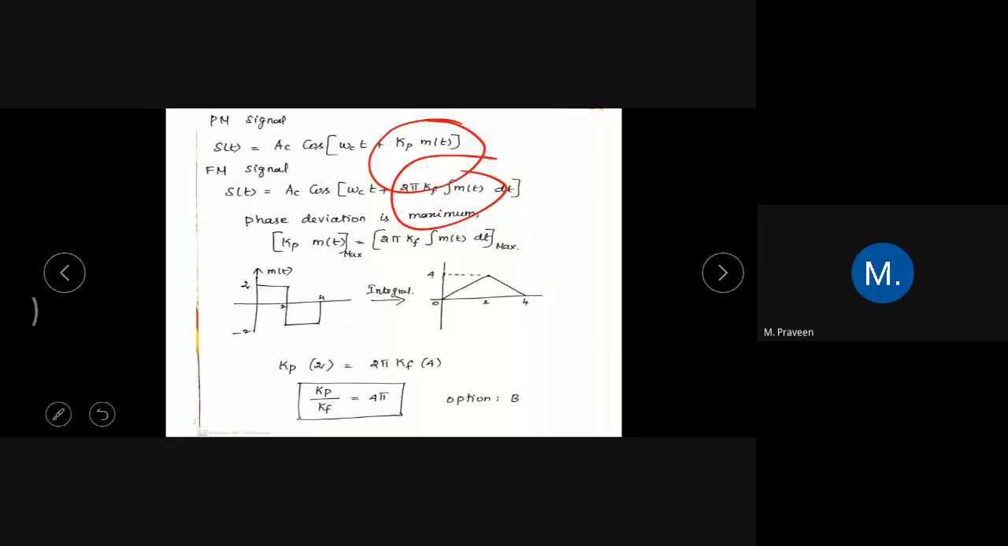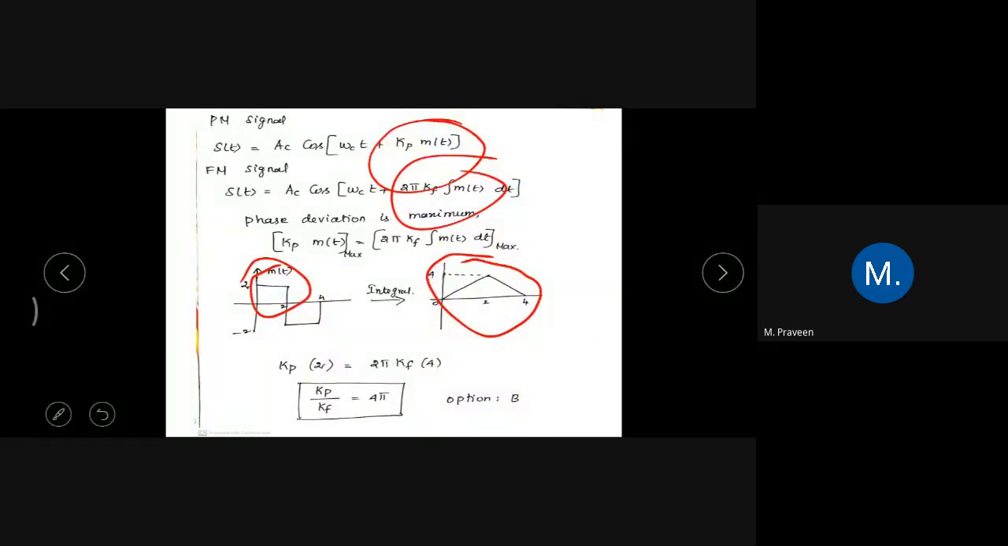Now for m of t, I should take the maximum value from the given figure. I know that the maximum value of m of t is 2, so I can simply take m of t as 2 for the phase modulated. Then for the frequency modulated, I should do the integral of m of t. If I do the integral of a square waveform, I will get a triangular waveform. For the positive cycle it will go upward, that is a positive slope. For the negative cycle it will go downward, so it is a negative slope. The maximum value for the triangular waveform, that is the integral of the square waveform, is 4.